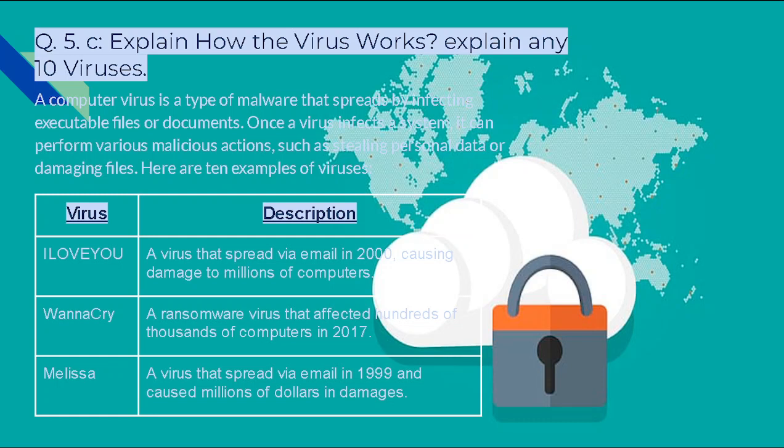The first one is the ILOVEYOU virus, a virus that spread via email in 2000, causing damage to millions of computers. Another one is WannaCry. It is a ransomware virus that affected hundreds of thousands of computers in 2017. Third one is the Melissa virus, that spread via email in 1999 and caused millions of dollars in damages.